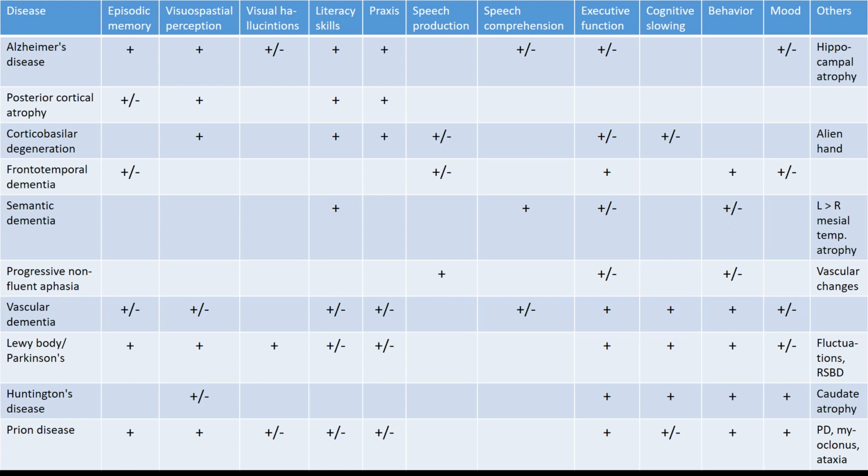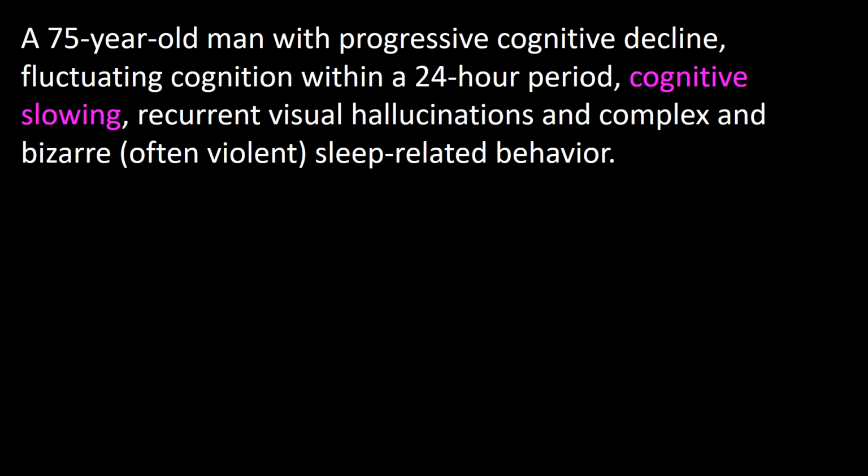Going back to the chart, we can see that cognitive slowing is not a feature of AD, at least not early on, nor is it common in frontotemporal dementia. But it is a feature of vascular dementia and Lewy body dementia. So, the presence of cognitive slowing in this vignette supports the diagnosis of Lewy body dementia. Another feature in this vignette is recurrent visual hallucinations.